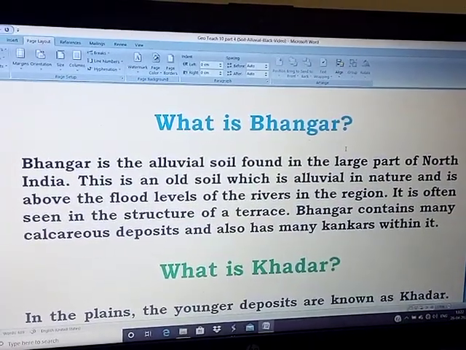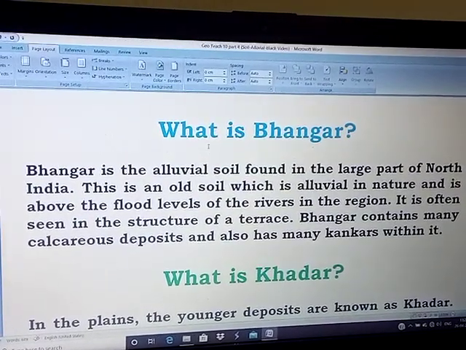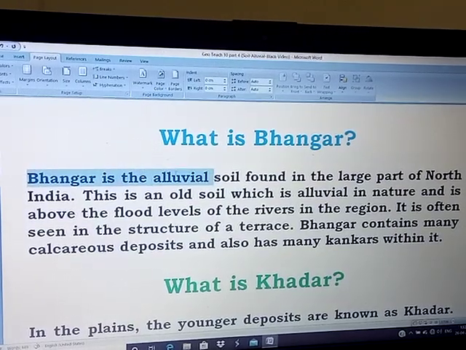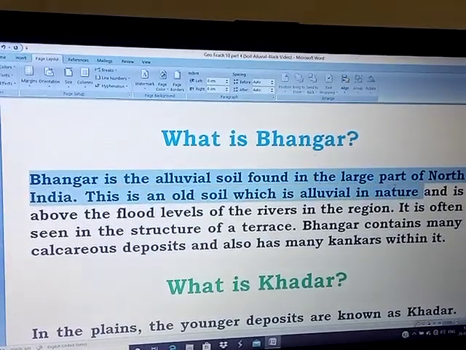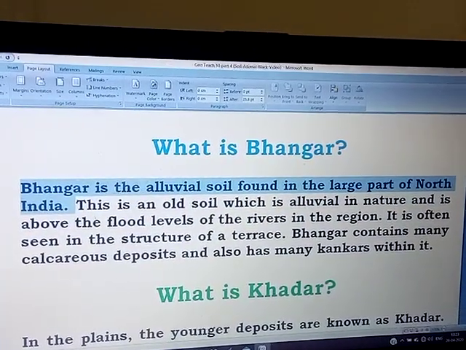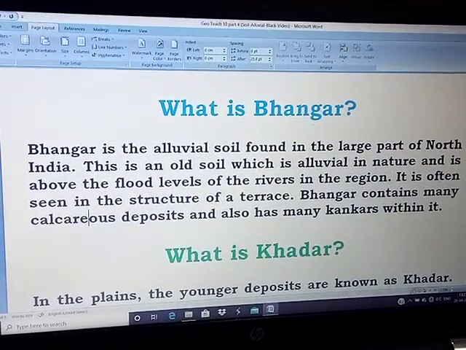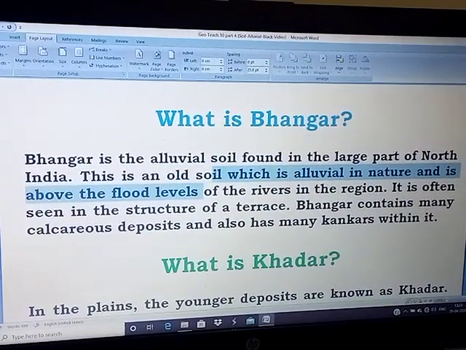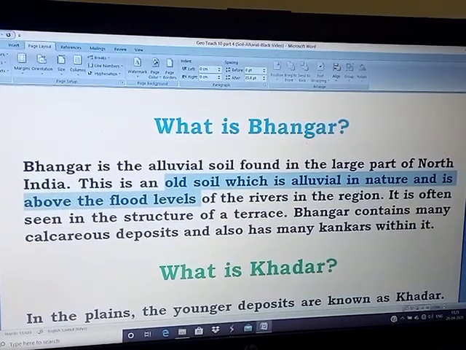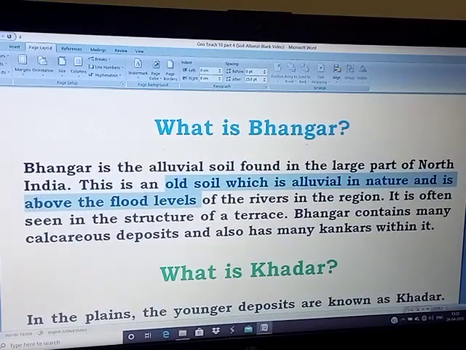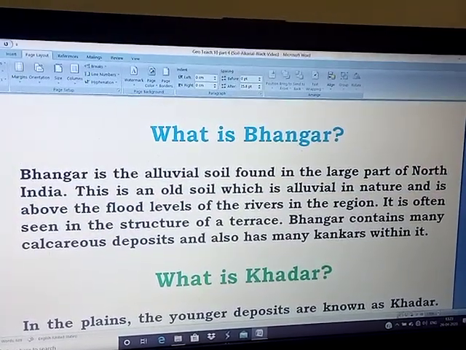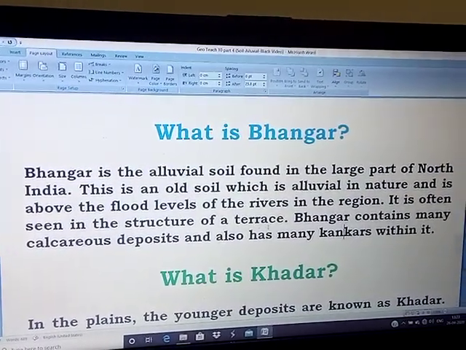There are two types of alluvial soil. One is the Bhangar, the other one is the Khadar. Now, what is Bhangar and what is Khadar? Bhangar is the alluvial soil found in a large part of North India. Okay, this is an old type of alluvial soil in nature and is above the flood levels of the rivers in the region. It is often seen in the structure of terrace.